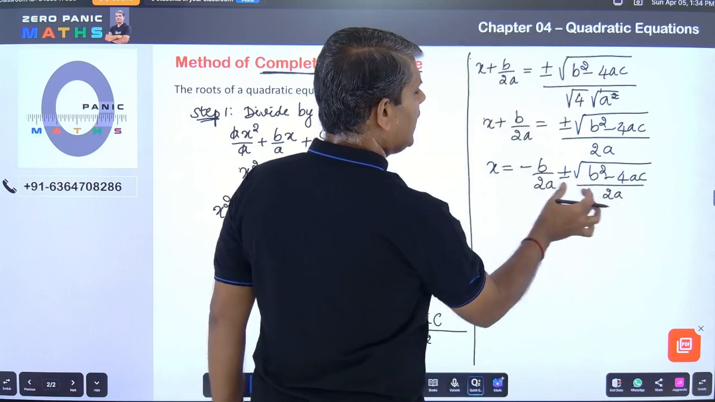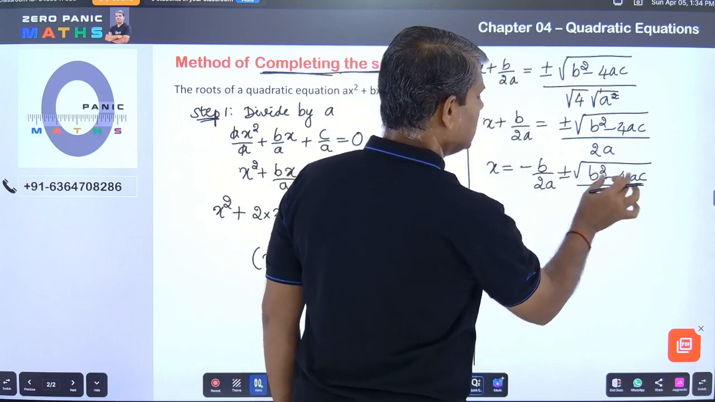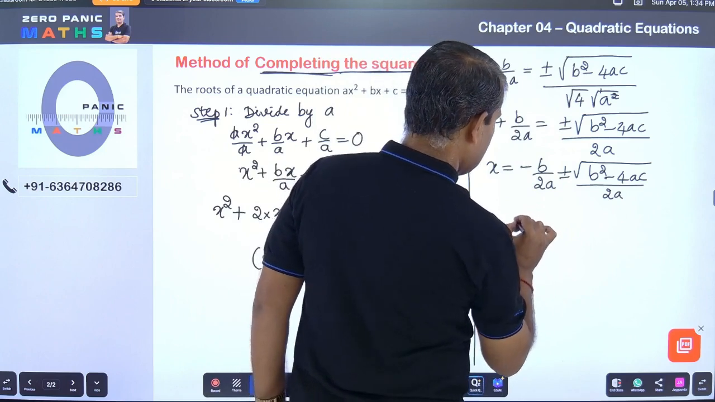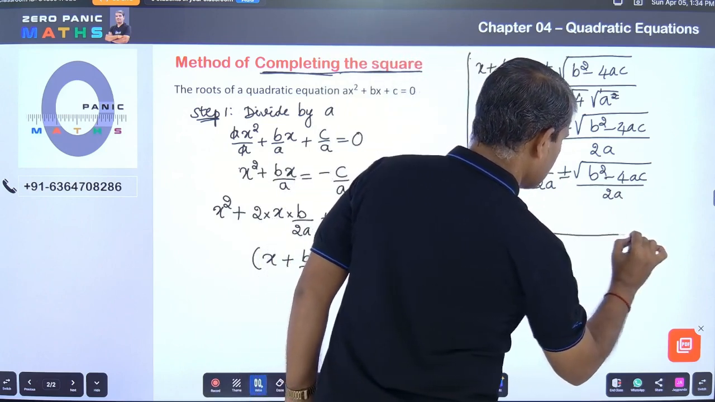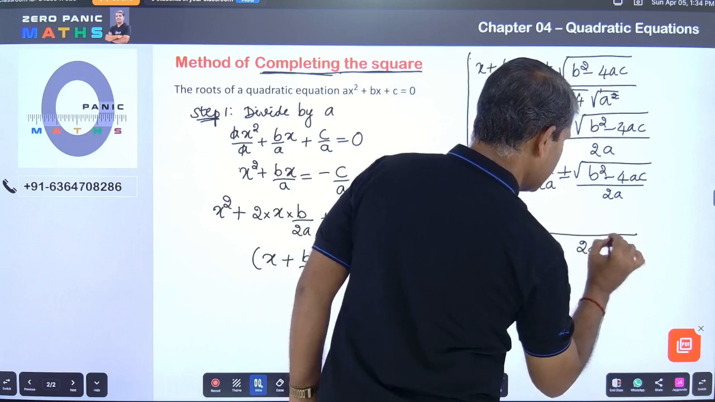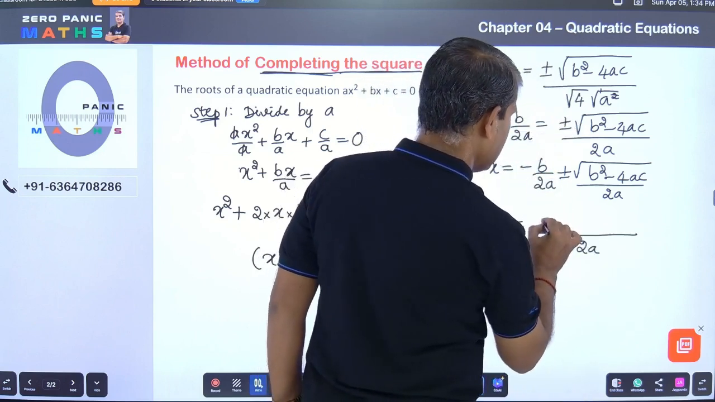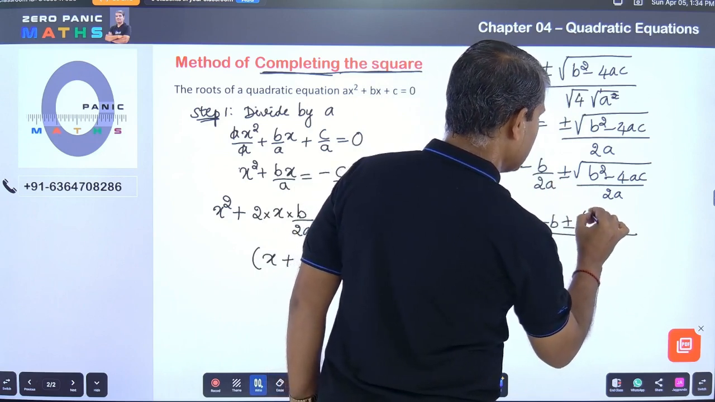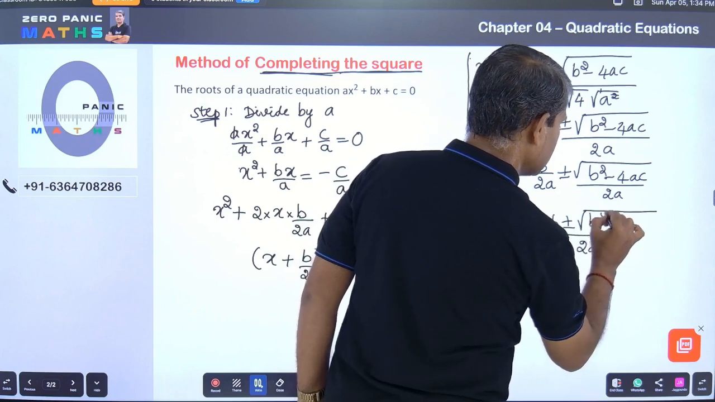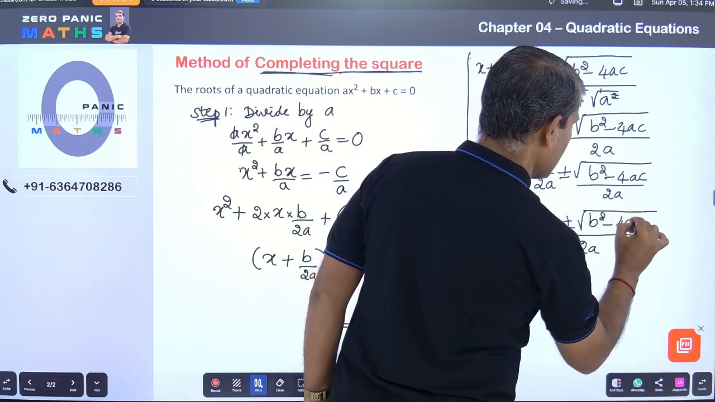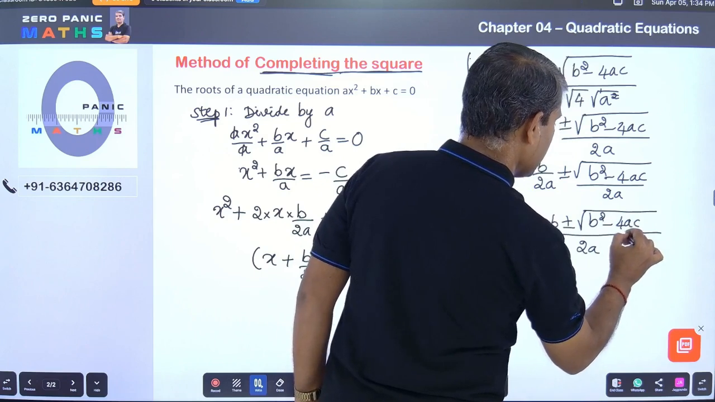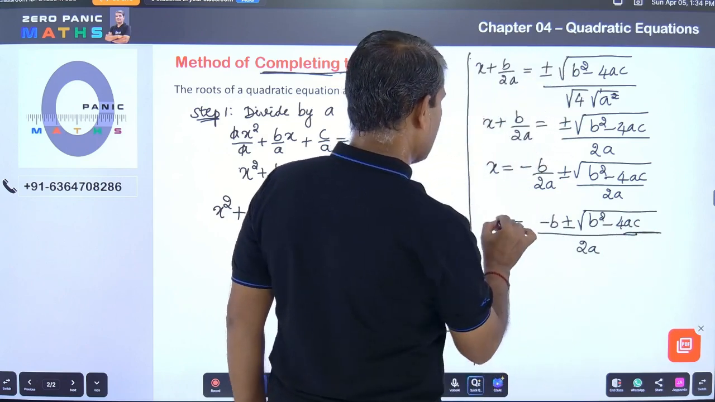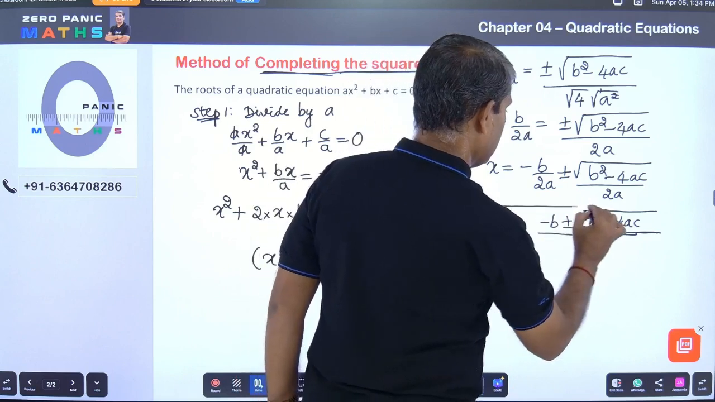So 2a is the LCM on these two terms. If I take 2a as the LCM, then what remains here is minus b plus or minus, as it is, square root of b square minus 4ac, and this is the formula that we actually saw.